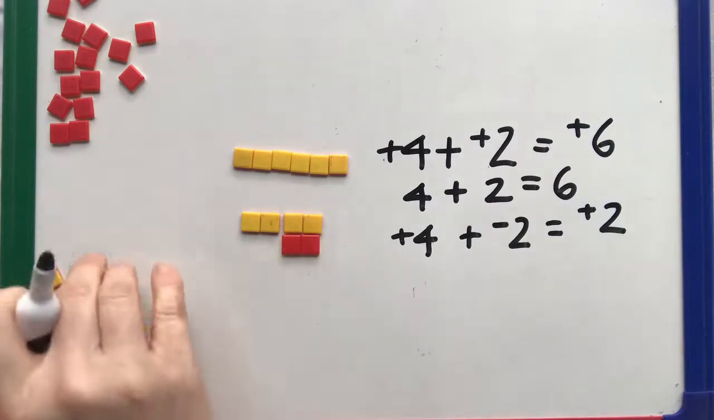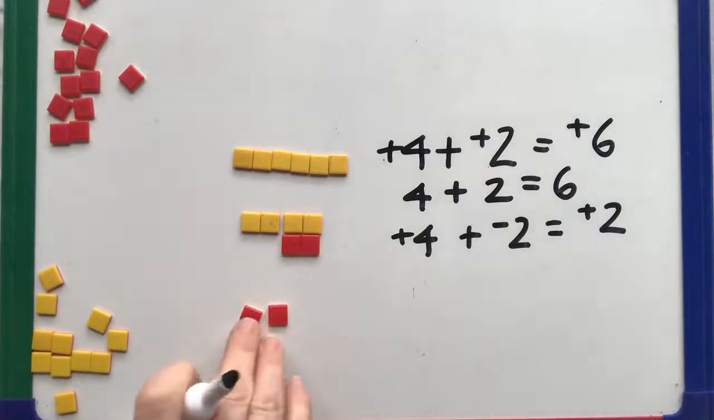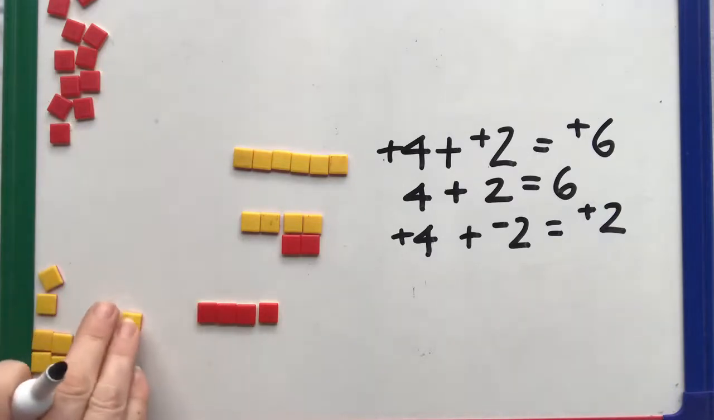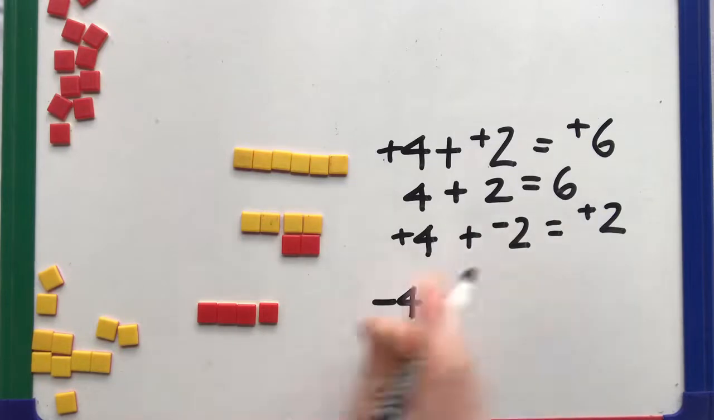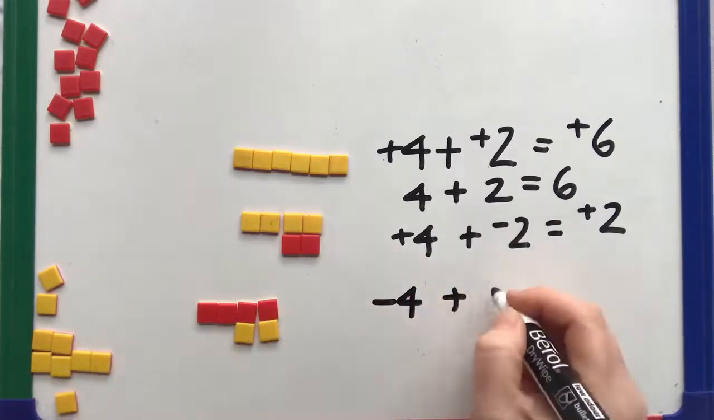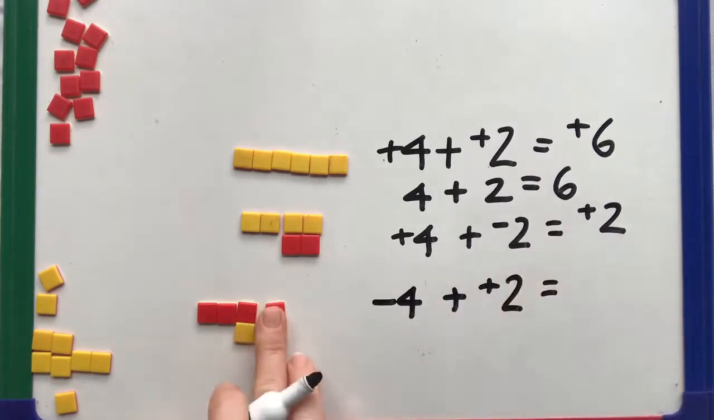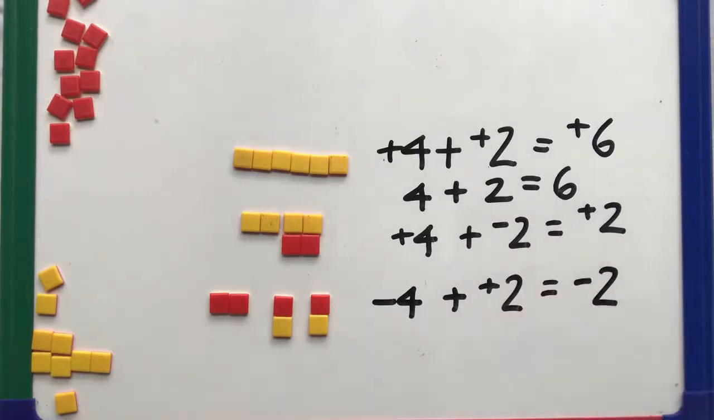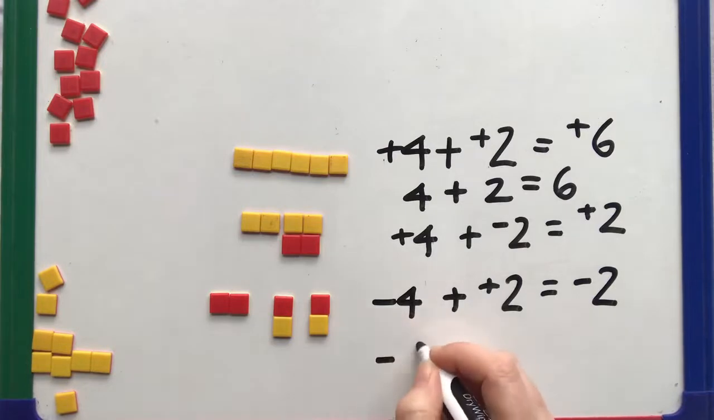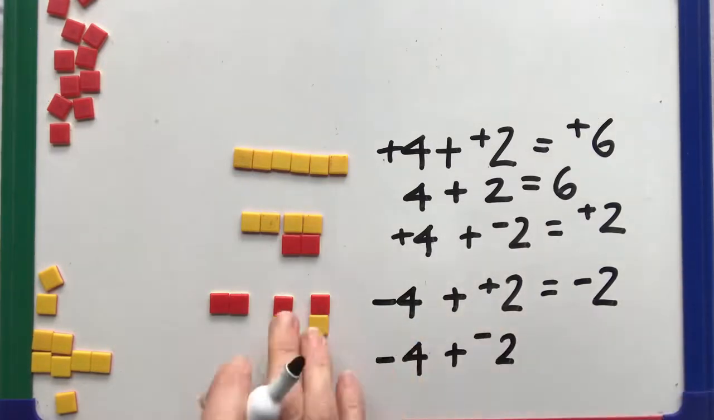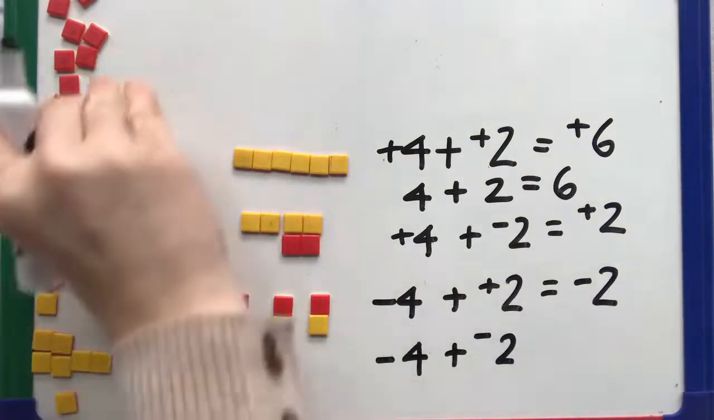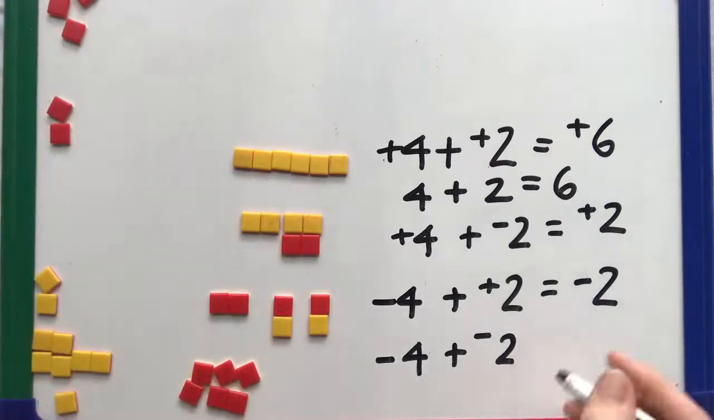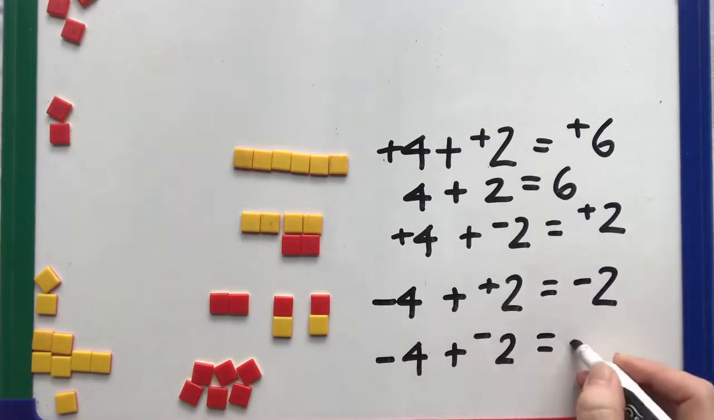If I do -4 plus +2, we again think about the zero pairs, and we will be left with -2. And -4, add -2, -4, and 2 more, add -2, gives us -6, and that's very easy to see there.